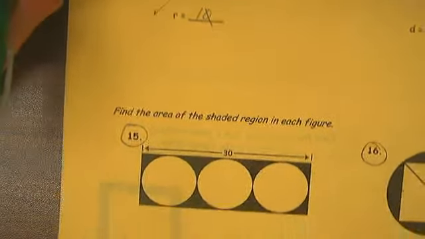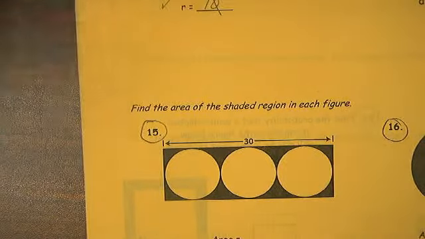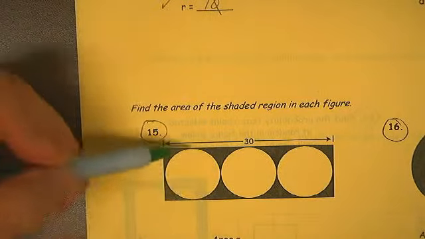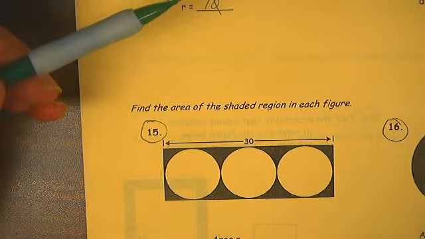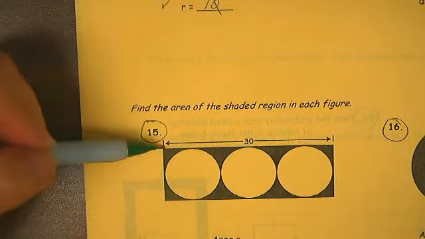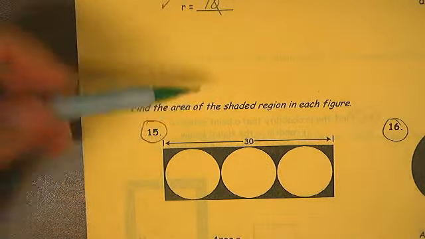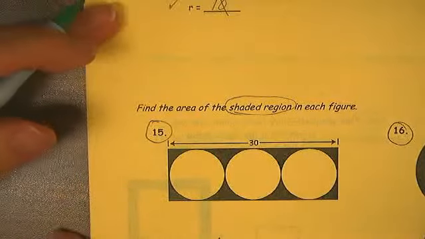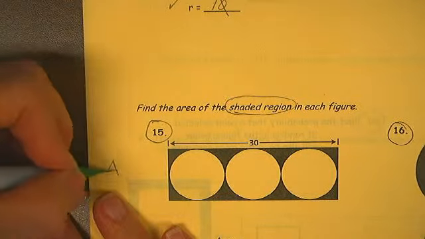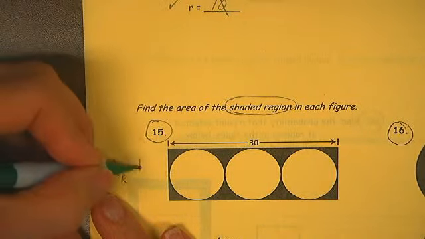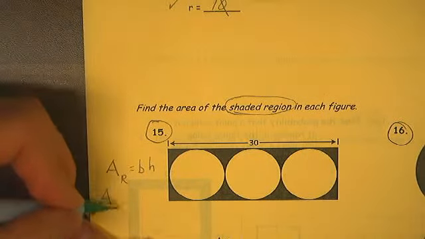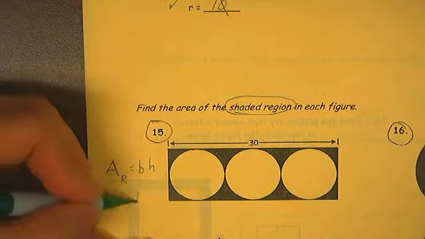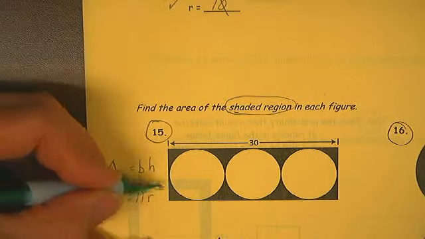Problem 15. This is kind of fun. Okay, we have 3 circles inside a rectangle. We have to find the shaded region. We will need to use 2 formulas. The area of a rectangle is base times height. The area of the circle is pi times the radius squared.